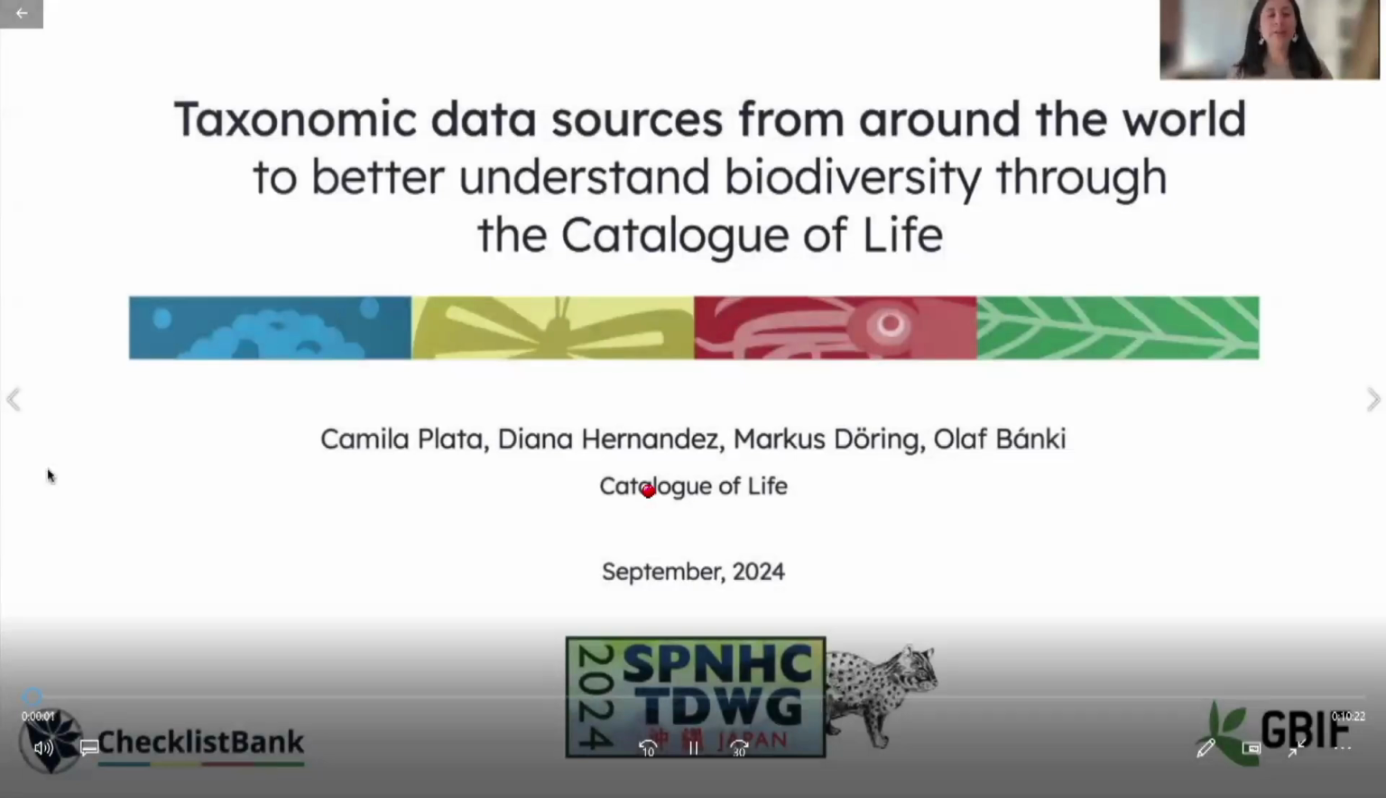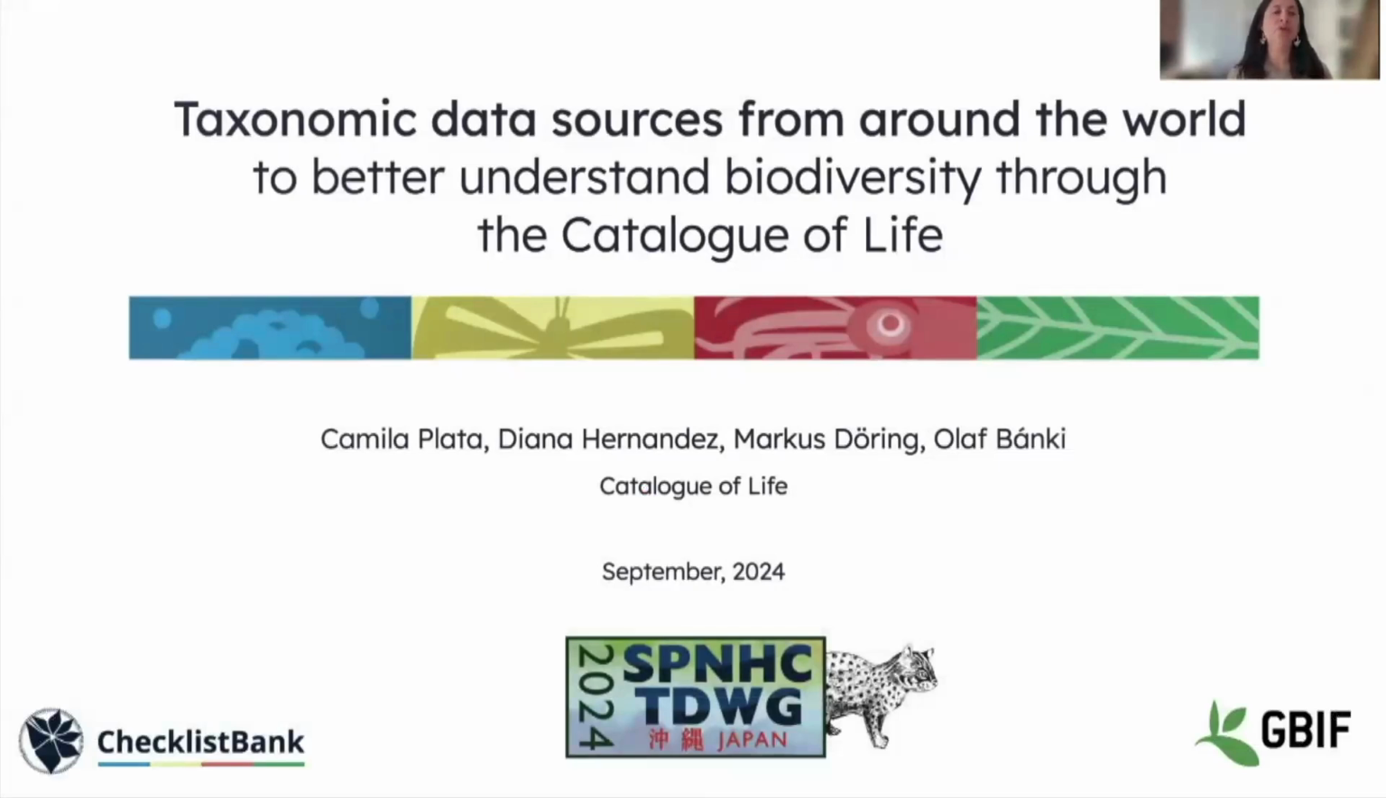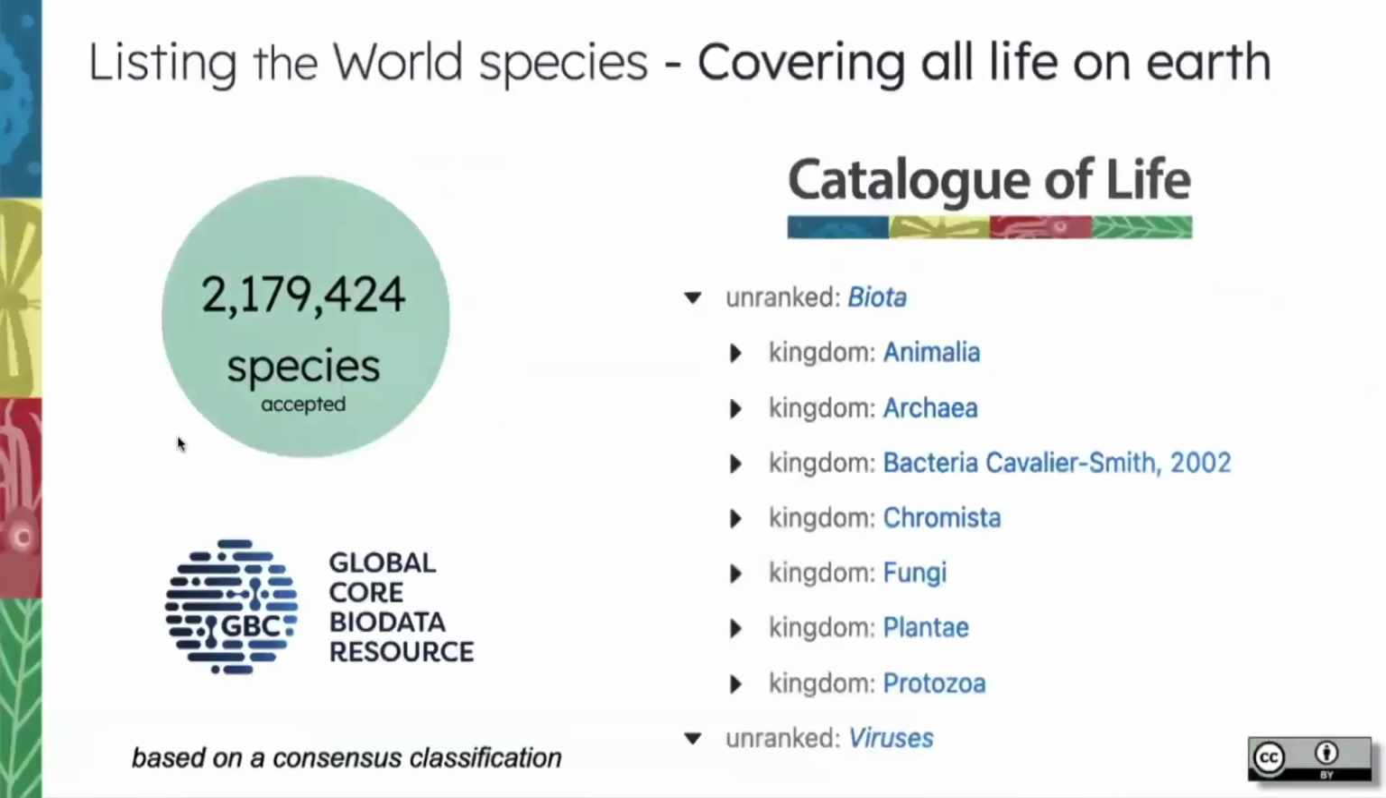Hello everyone, I'm Camila Plata, and today I'm going to talk about the taxonomic data sources from around the world that are helping us to make a better Catalogue of Life. Catalogue of Life is a list of the world's species covering all life on Earth based on a consensus classification and maintained by hundreds of taxonomists. It is used by researchers and by different infrastructures as the main part of their taxonomic backbone.